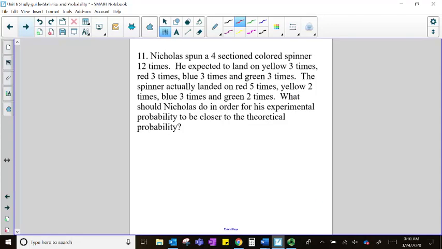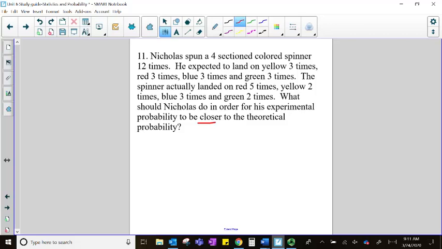Nicholas spun a 4-section colored spinner 12 times. He expected to land on yellow 3 times, red 3 times, blue 3 times, and green 3 times. The spinner actually landed on red 5 times, yellow 2 times, blue 3 times, and green 2 times. What should Nicholas do in order for his experimental probability to be closer to the theoretical probability?